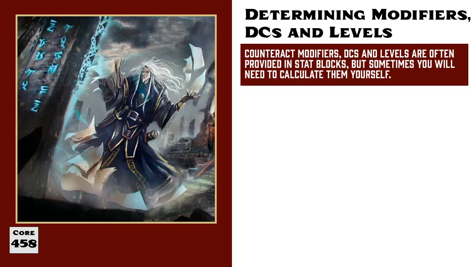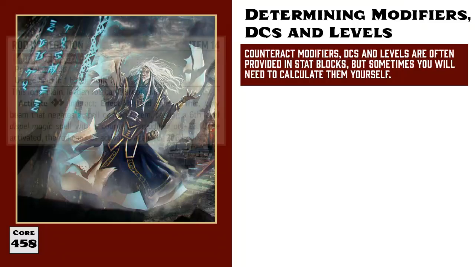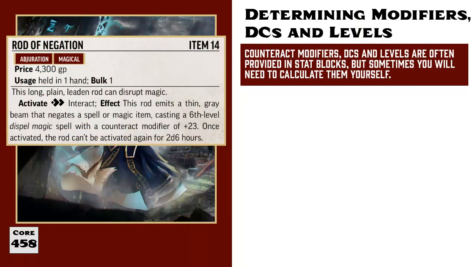Counteract levels, modifiers, and DCs are often provided, but sometimes you will need to calculate them for yourself. Generally speaking, if the effect being counteracted is an affliction, then its counteract DC and level will likely be listed in that affliction stat block. And if you're using an item to counteract with, like a Rod of Negation, it will often tell you what your counteract level and modifier will be for that check.